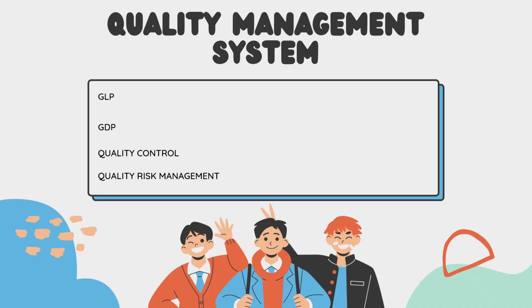Unahin natin ang GLP or Good Laboratory Practice. This is the quality system that governs everything that happens in the lab, from how tests are planned, performed, and documented, up to how samples and records are archived. The goal of GLP is to ensure data integrity, meaning the results coming out of the lab must be accurate, complete, and traceable. Next is GDP, or Good Documentation Practice.